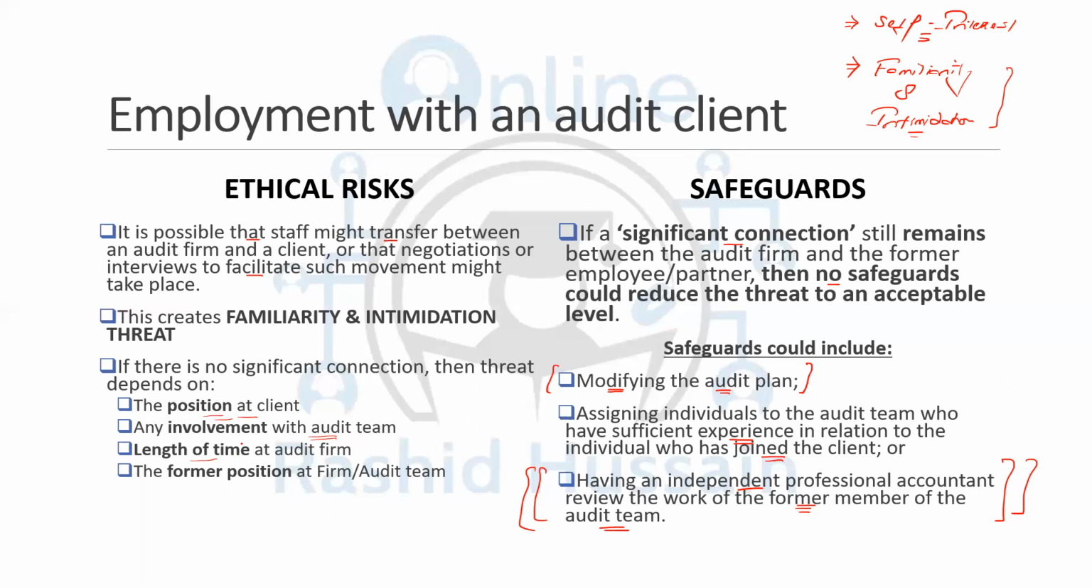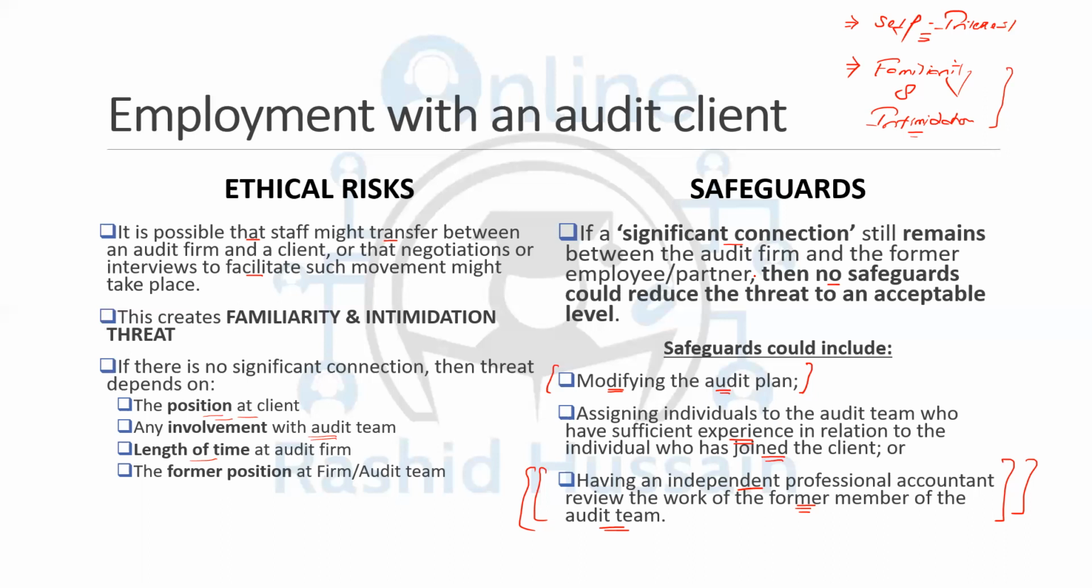Length of time at the audit firm: if that person was someone senior, spent a lot of time in the firm, then everybody knows that they may have significant familiarity. If they just joined the firm and then went to the audit client, then nobody knows them maybe. Then the threat is lower. So these are the factors. But the ACCA Code of Ethics says that if there is a significant connection between the audit firm, the current members, and the ex-member, then there's no safeguard to reduce the threat to an acceptable level.